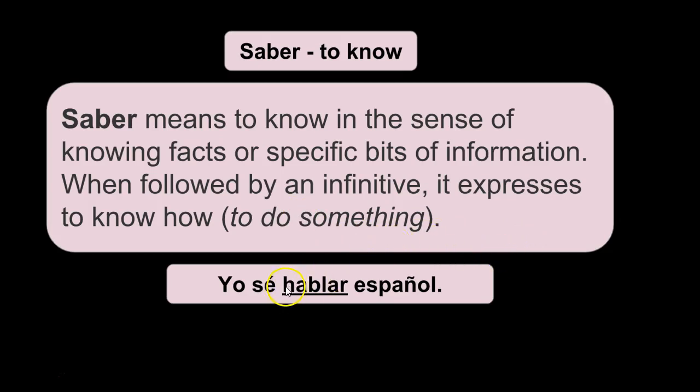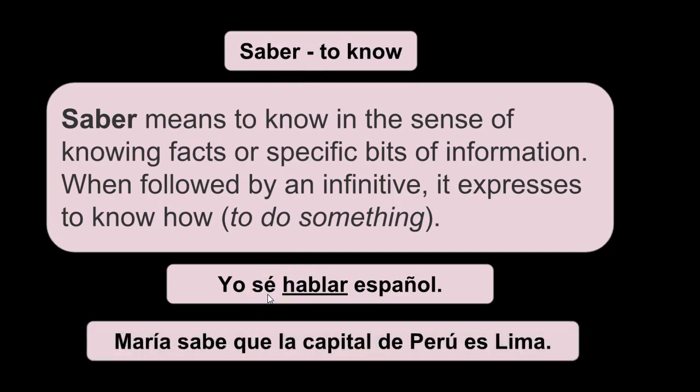And it is followed by an infinitive. So I have the infinitive underlined. So just so you know, an infinitive is the verb before it's conjugated. So for example, saber is in its infinitive form. When I conjugate it to the yo form, it changes to sé. María sabe que la capital de Perú es Lima. So María knows that the capital of Peru is Lima. So that's knowing information. So with saber, remember it's knowing how to do something and knowing information.